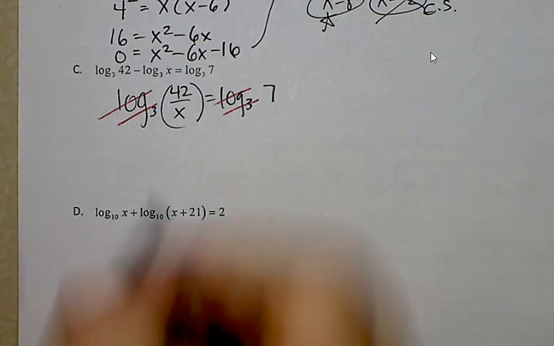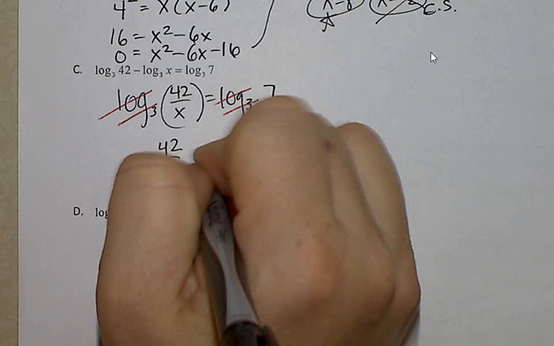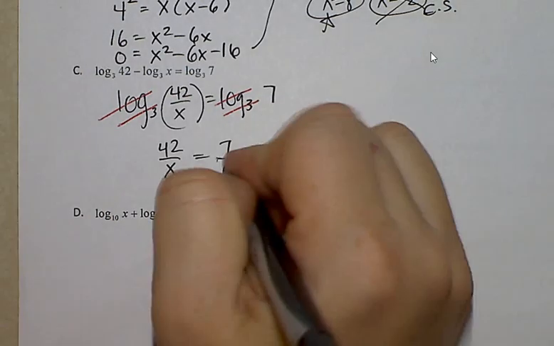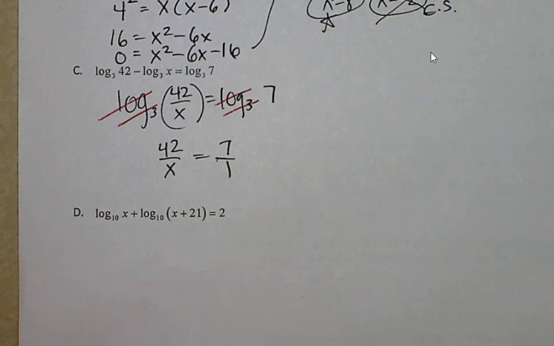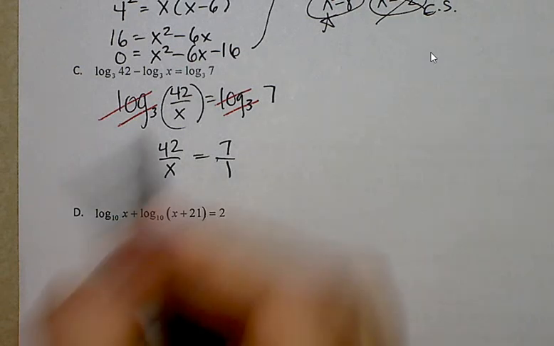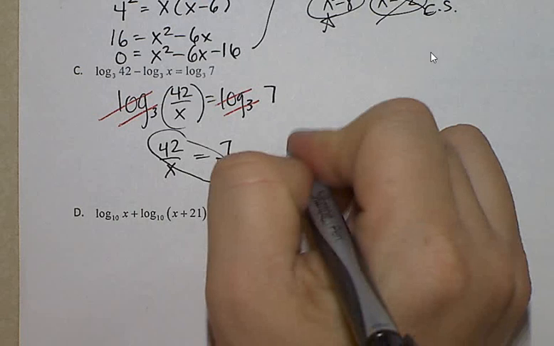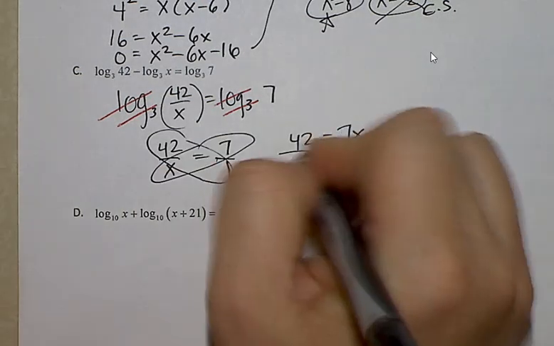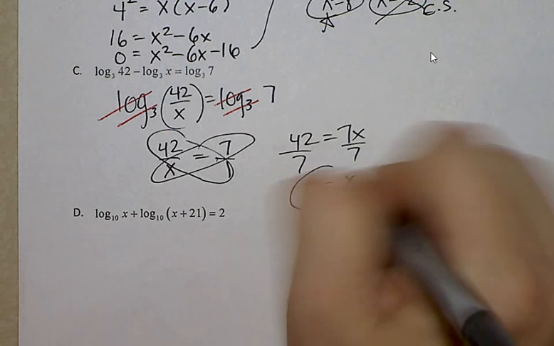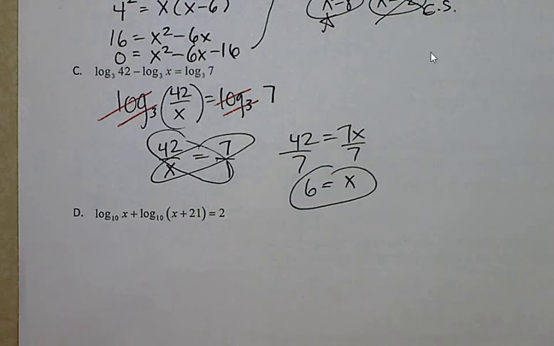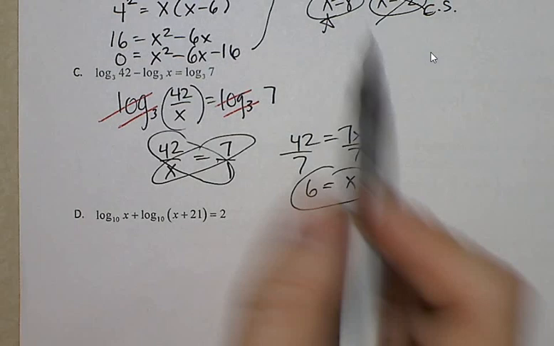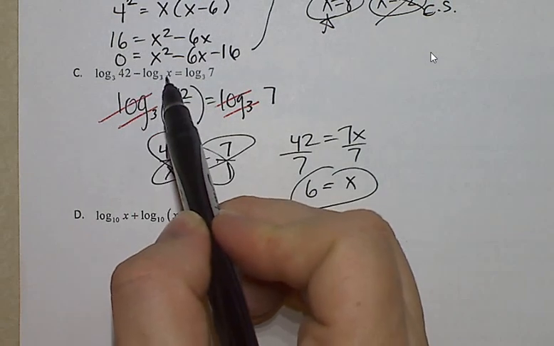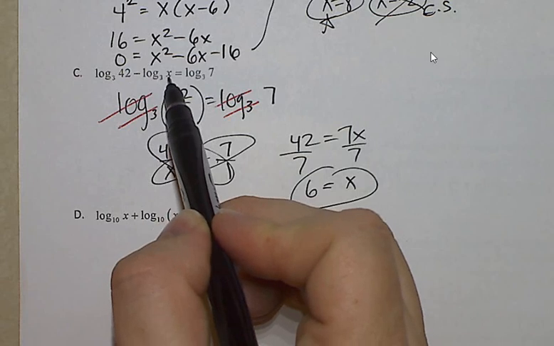And now I have 42 over x equals 7. And there's different ways to do this. I'm going to write a 1 underneath 7. And I'm going to cross multiply and solve. 42 times 1 is 42. X times 7 is 7x. Now we're going to check. So I take a 6, I plug it in to the position behind the log base. It's not negative, this works.